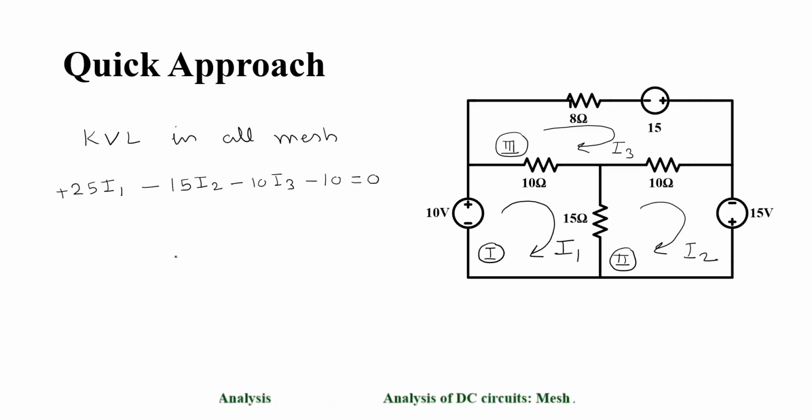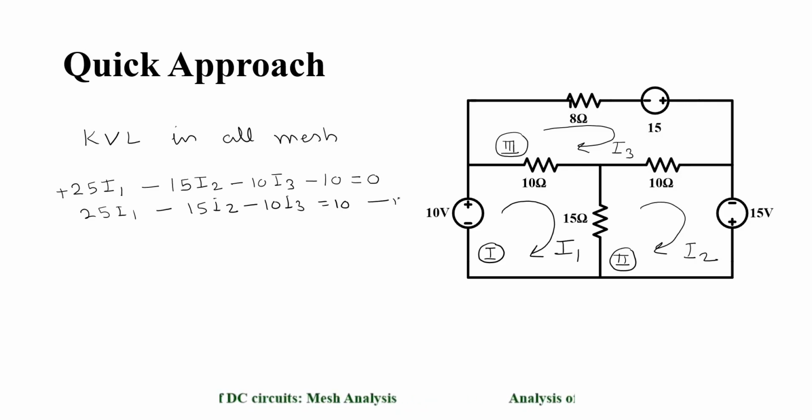This is your first equation. If I transfer this 10 over here, I'll get 25 I1 minus 15 I2 minus 10 I3 is equal to 10. So this is your first equation.